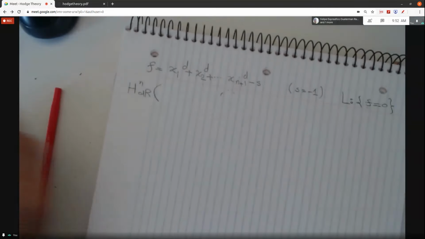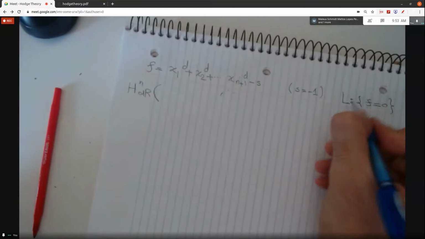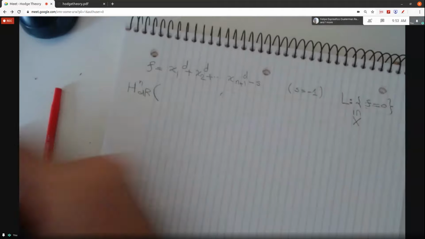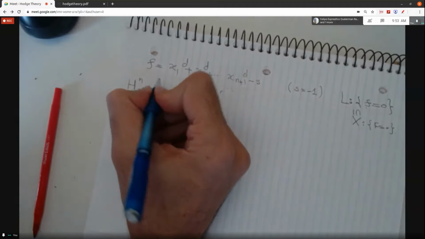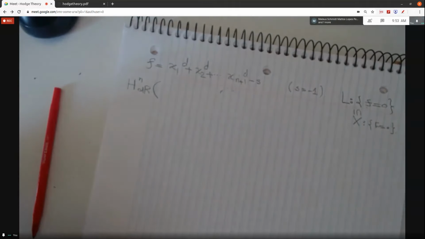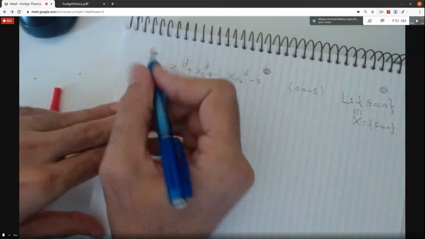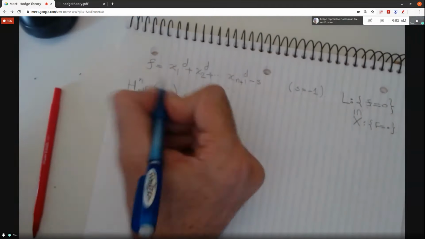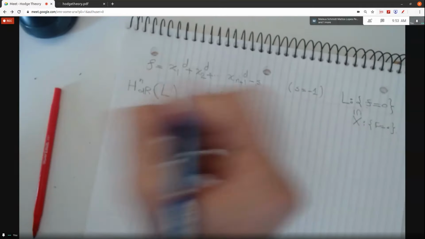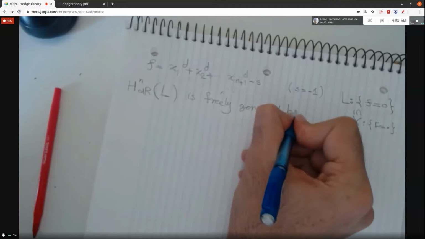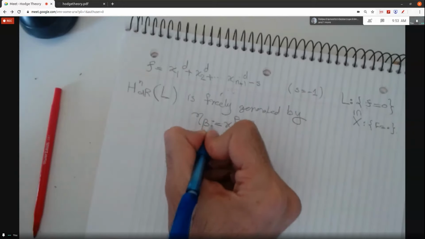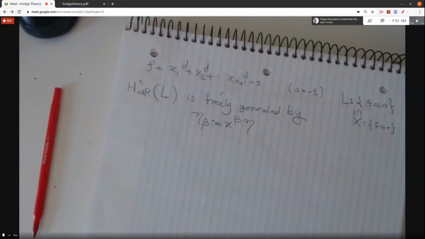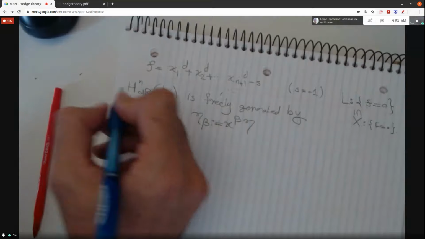So I'm going to write the summary of what I need for the de Rham cohomology. We are interested in the compact one, so this will be in X. This is the compactification, so this is given by the homogenization of small f. And the de Rham cohomology of L is freely generated by eta beta, which are x^beta. So first of all, we know the basis of this guy, and what else? This is one.